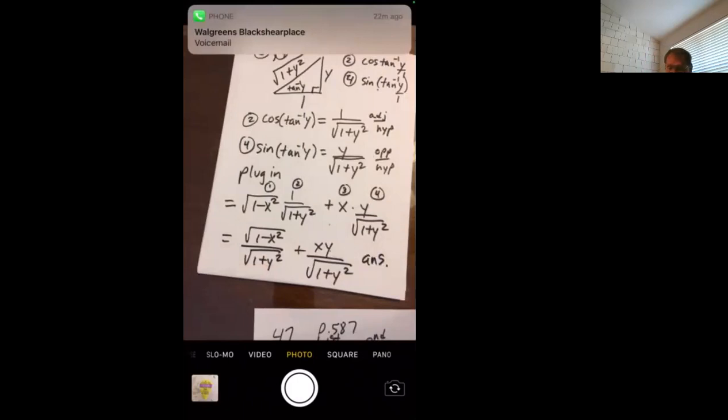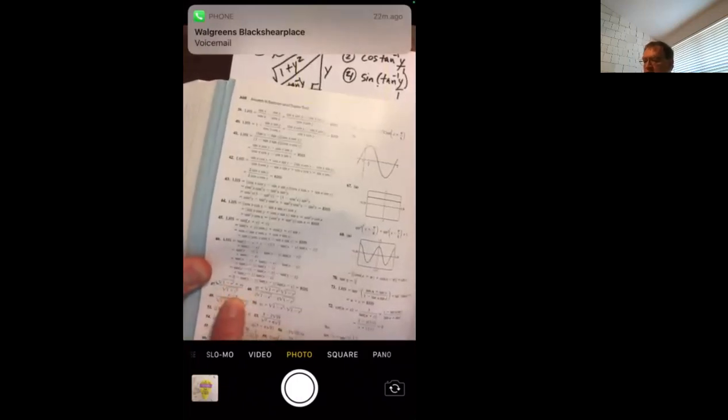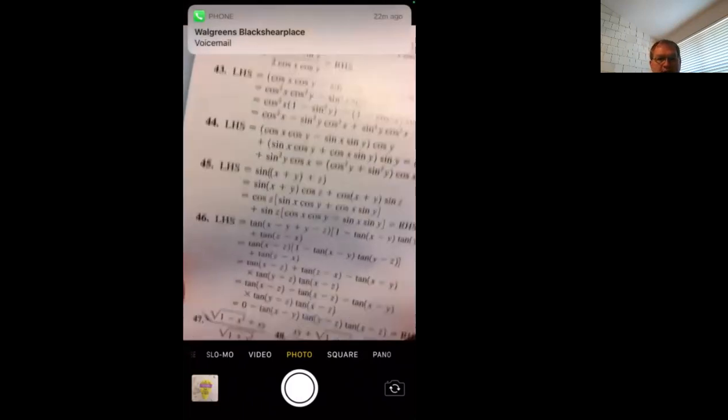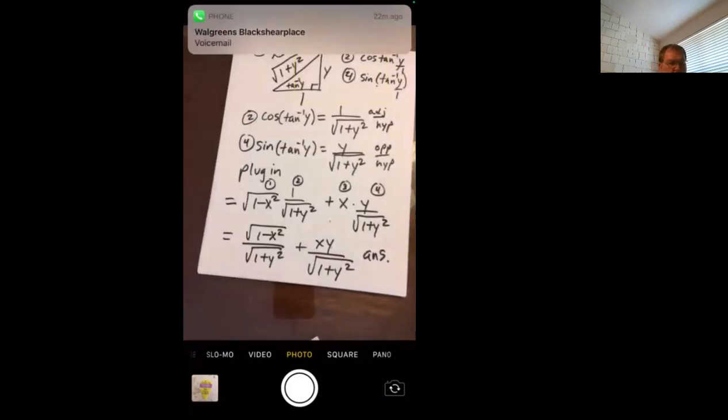7-2, problem 47. Okay, they got a common denominator. Notice they've got the square root of 1 minus x squared plus xy, and it's all over the square root of 1 plus y squared, if you can see that. They've put it all over the single common denominator. So they crushed it together.